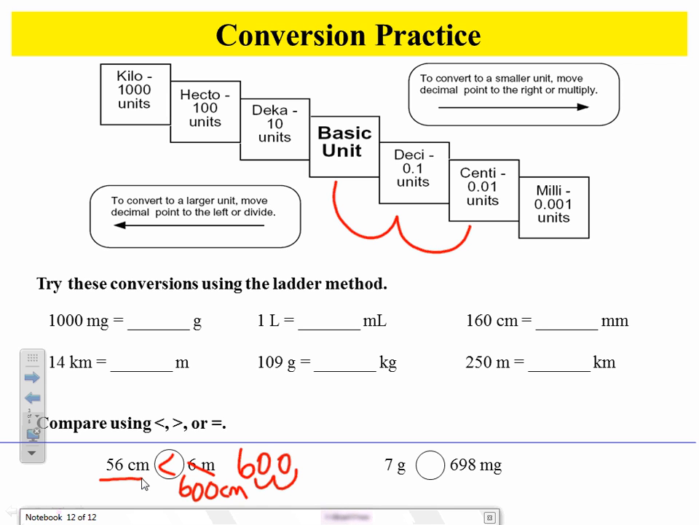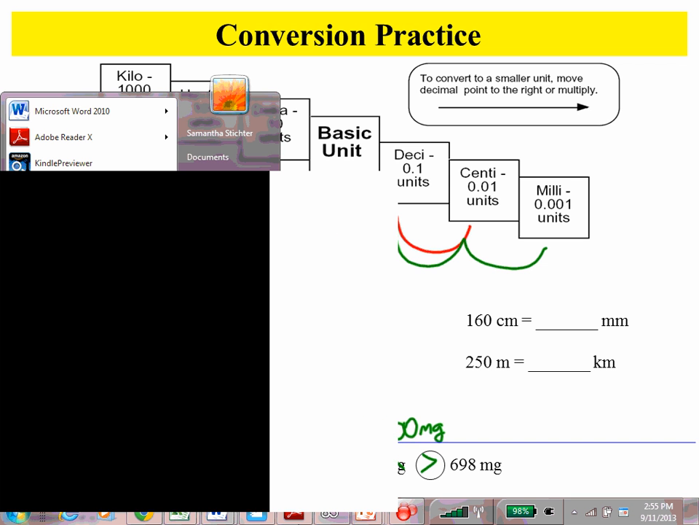Okay, if we have 7 grams, 7 grams is 7,000 milligrams, and 7,000 milligrams is bigger than 698. Okay, very good. I will see you tomorrow.